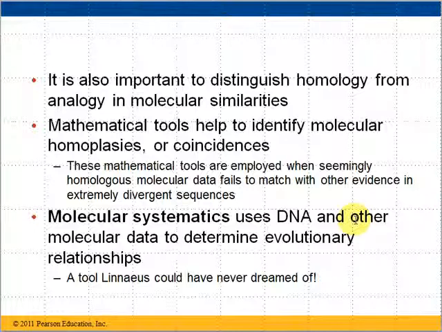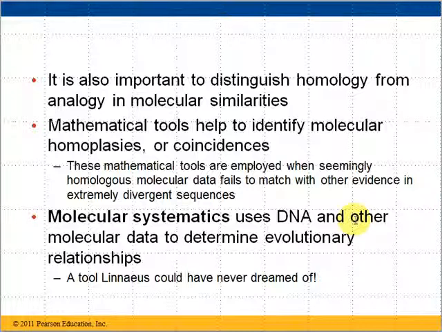Alright, let's take another quick break right there. So as you can see, there's a variety of streams of evidence that we use when we're developing these phylogenetic trees. And one of the main things we have to be careful of is determining the differences between analogous and homologous structures, not only at the physical morphological level, but also at the molecular genetic level.